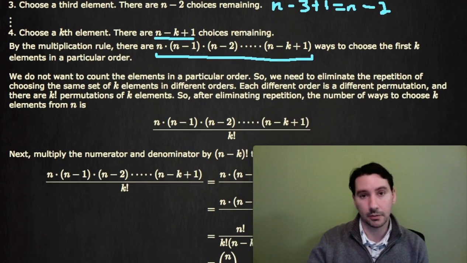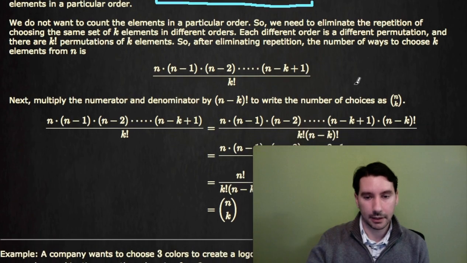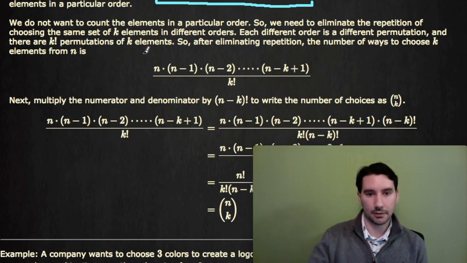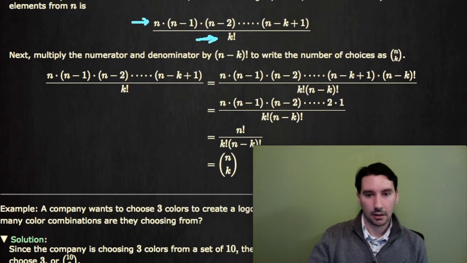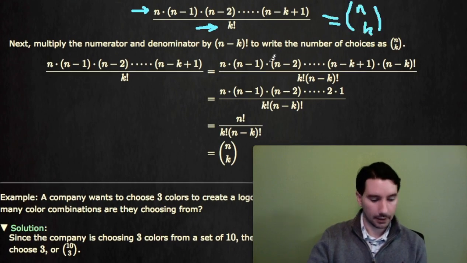The previous proof was an unordered proof. This proof is actually an ordered proof. But we don't want to count order. We just care about the k elements that we choose. So once again, we have to cancel out the k factorial permutations of the elements. We've chosen them here in order, but then we have to cancel out the repetition. That gets us this formula. We just need to show that this formula equals n choose k. That's the goal, and that's just a little bit of algebra.